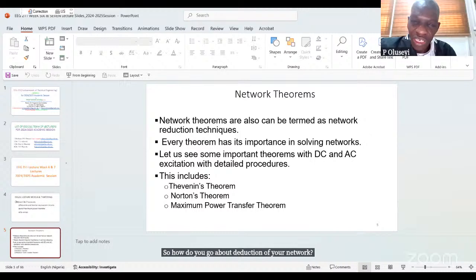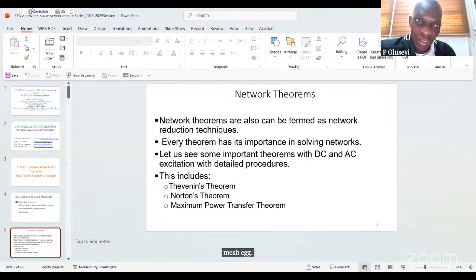Each of them, there is a way that you can do this through the Thevenin's theorem and Norton's theorem. And then you can determine a number of things through your knowledge of the maximum power transfer theorem.